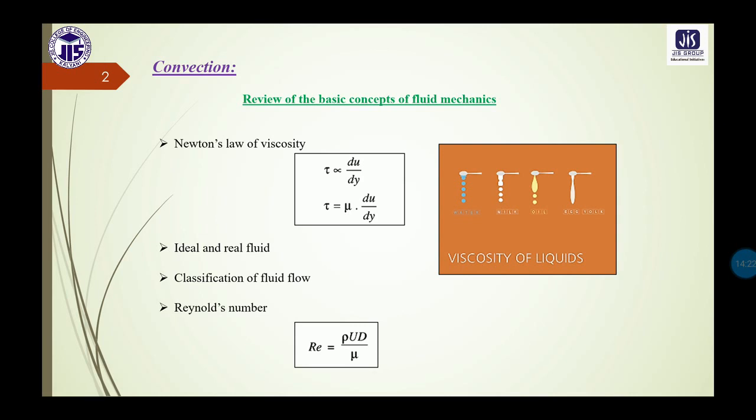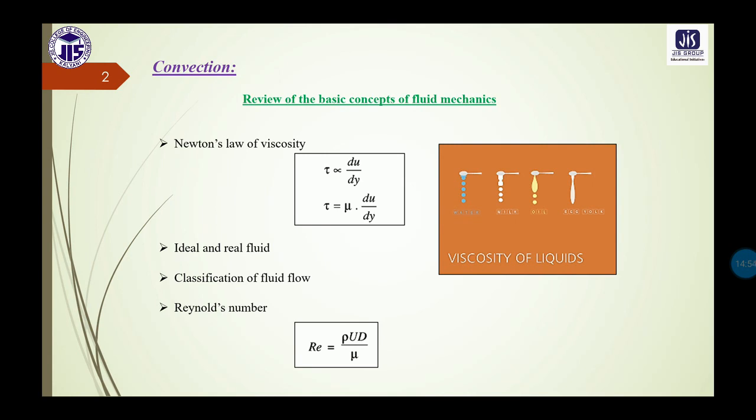Now, how to differentiate and what is that particular parameter based on which we can say that this flow is laminar or turbulent? For that, there is an important dimensionless number that is known as the Reynolds number. So what is this Reynolds number?